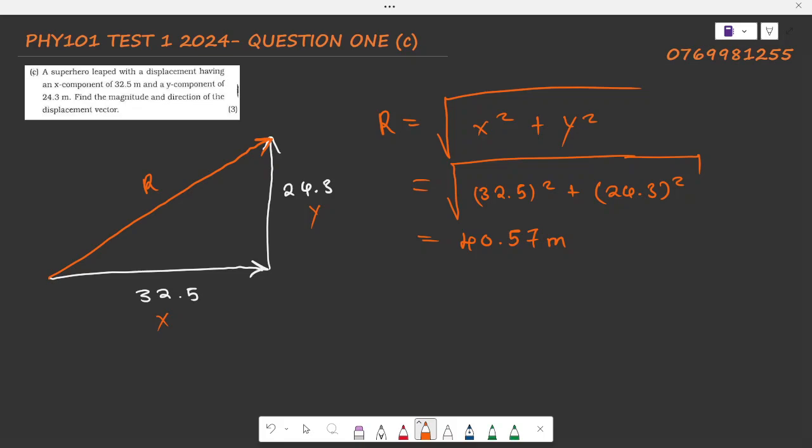So we quickly move on to the direction, and we can think of the direction as the angle between the x component and the magnitude. So to find this angle, we will use SOH CAH TOA, and we know once we utilize it, we will end up with something like the tan inverse of y over x.